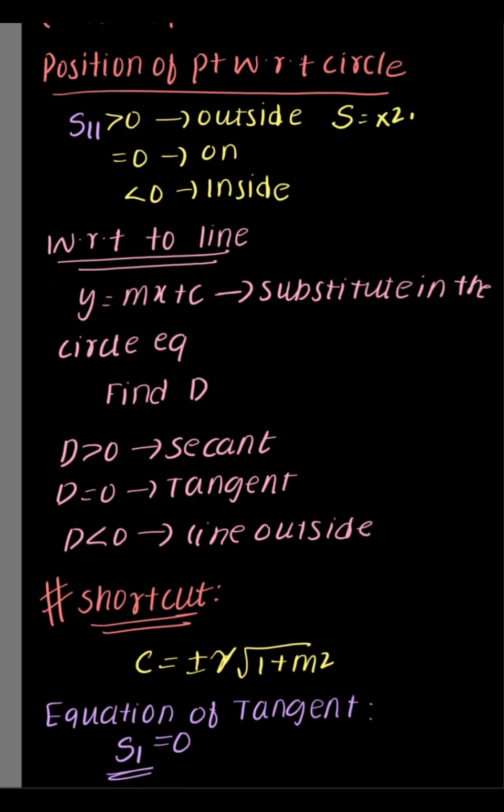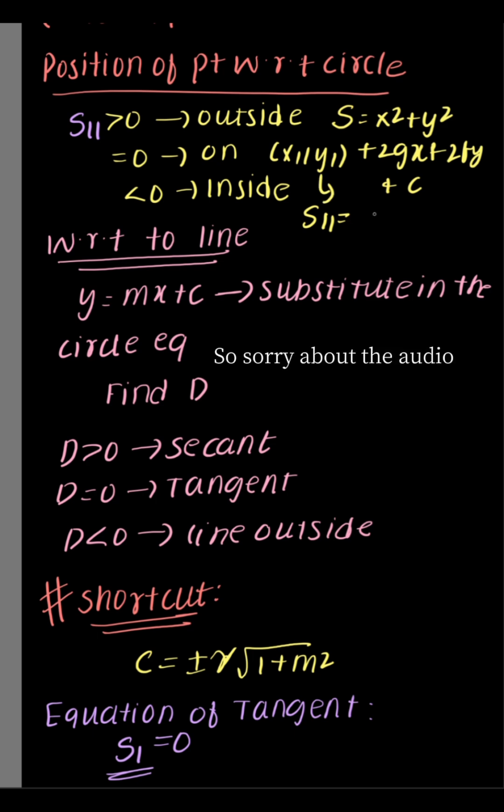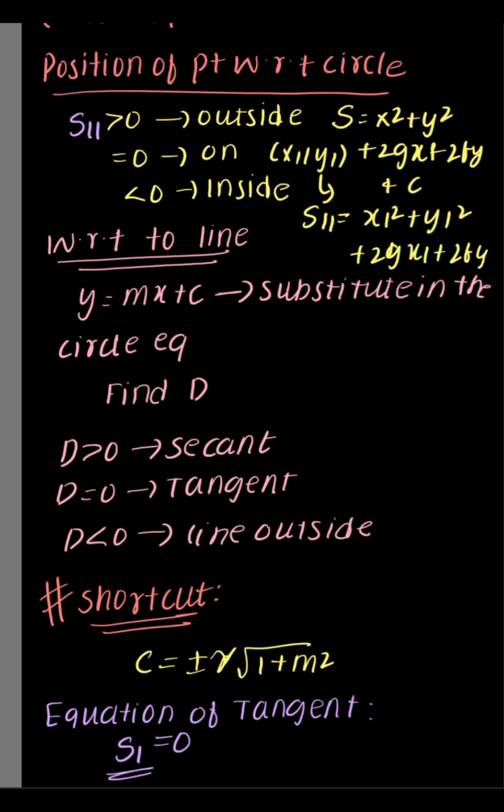Before we move on to the next concept, I want to talk about something else: S. S is equal to your circle equation, x² + y² + 2gx + 2fy + c. S11: if you're talking about a point (x1, y1), you just substitute that point in the equation, so x1² + y1² + 2gx1 + 2fy1 + c. If that is greater than 0, the point lies outside the circle. If it is equal to 0, the point lies on the circle. Less than 0, the point lies inside the circle.